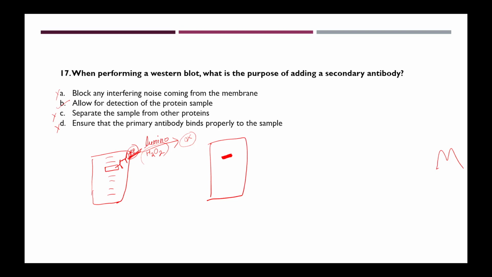We also use a blocking step in the Western, right? Why do you do that, the blocking step? So the antibody does not bind to the rest of the membrane or any other protein. Yeah, to avoid the non-specific binding of the antibody, right? Yes, ma'am. Okay.